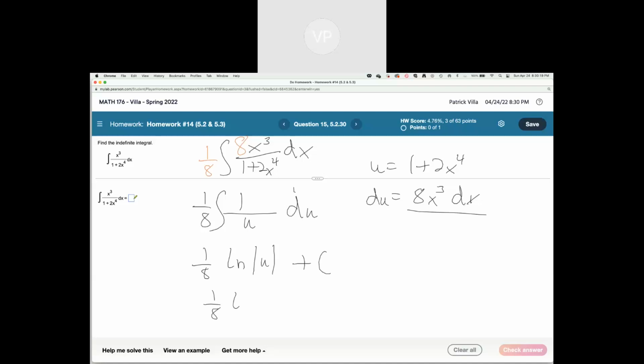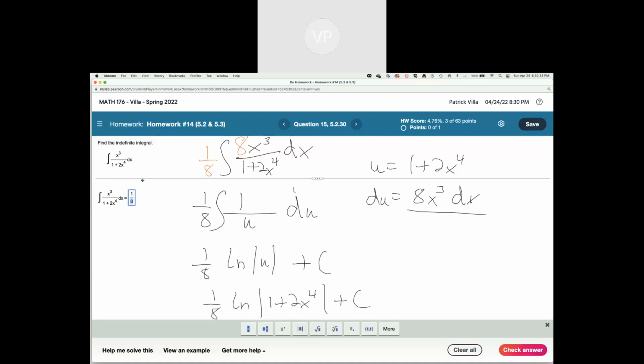So our last part is replacing that, and remember, you always replace it with the original x that you had. That's going to be our answer. And remember the absolute value symbol's right there. 1 plus 2x to the 4th. And make sure the c is on the outside.